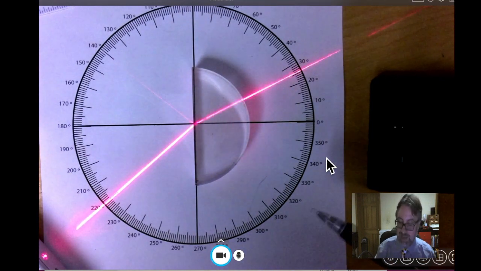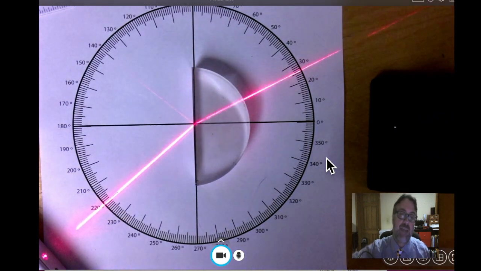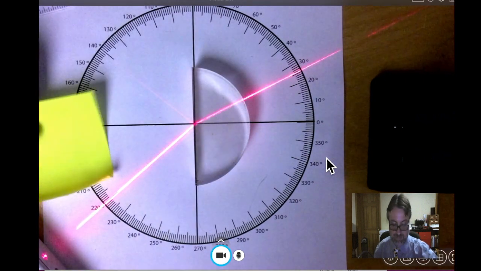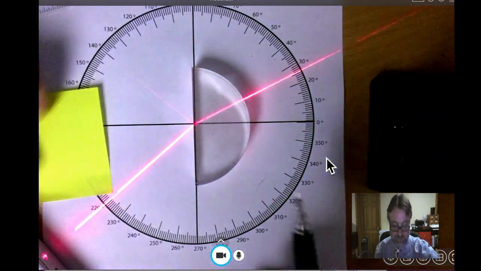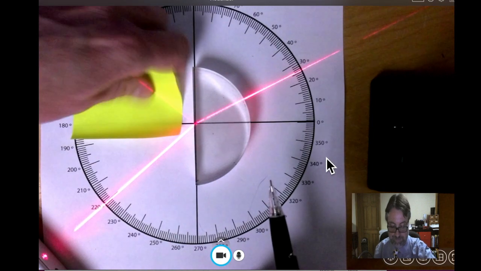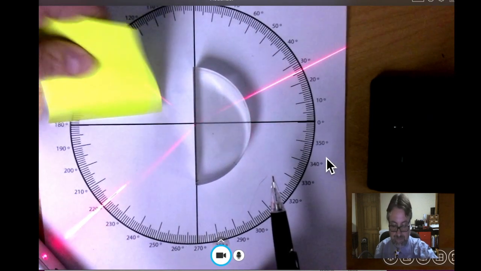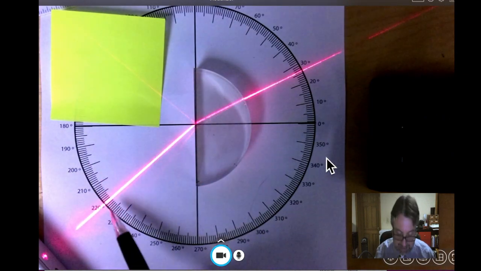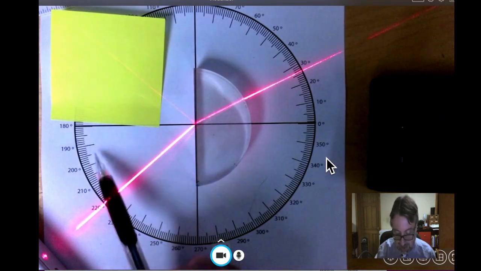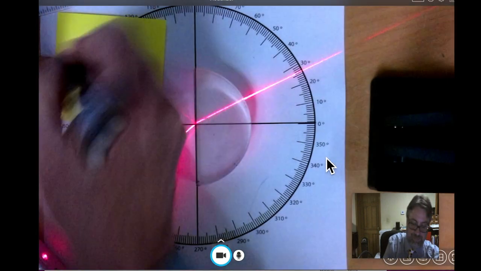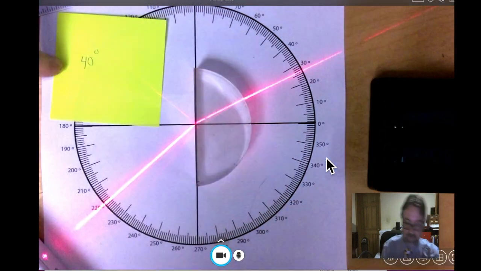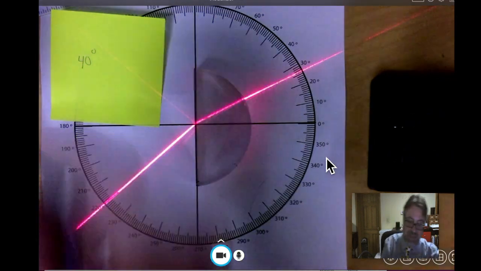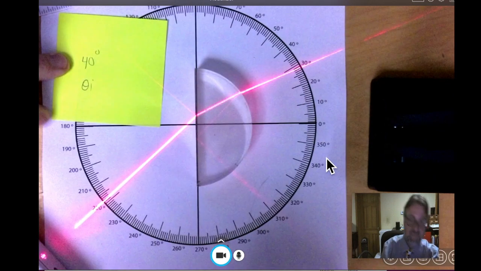Now, if you take a look at this, I have an angle here. Oh, that won't work. Let's see. If I measure this angle here, I'm going from 180 to 220. So that's 10, 20, 30. This is 40 degrees. And that would be my theta incidence.